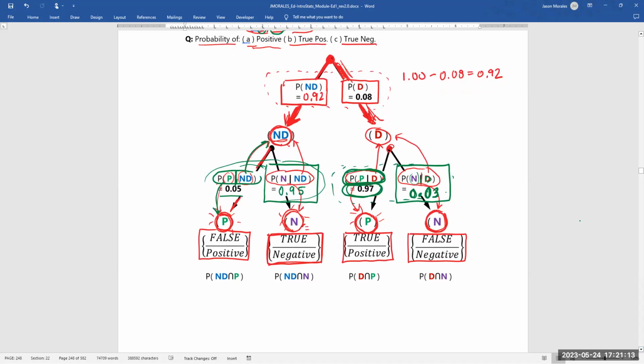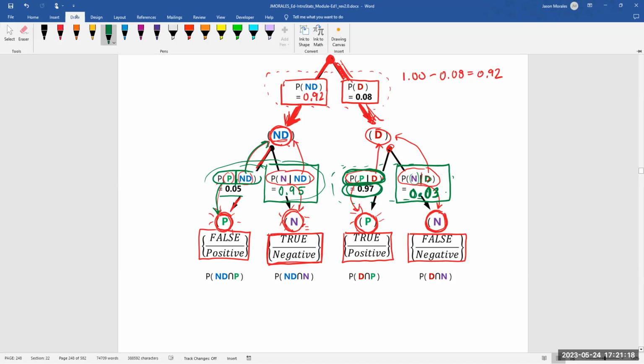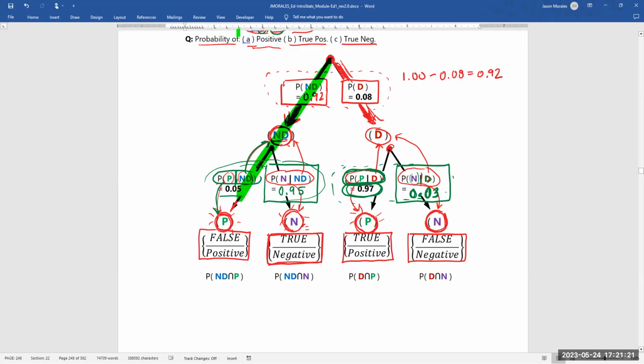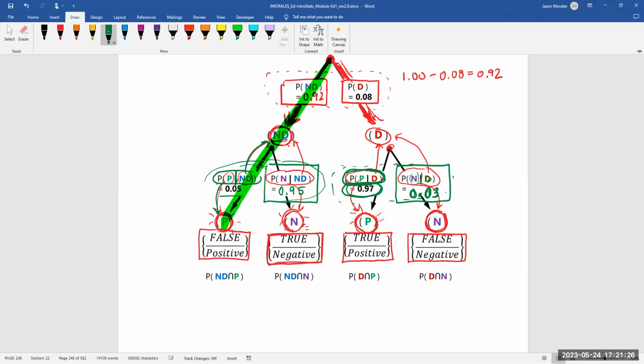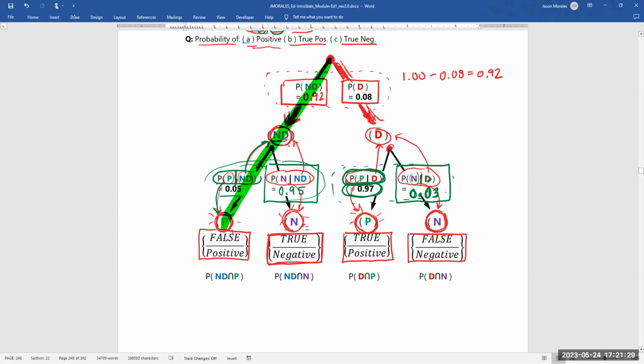We're almost there. So let's calculate the probability down this leftmost branch. So down this branch here. So the probability of a false positive. So that's going to be 0.92 times 0.05. And that'll be 0.046 or 4.6%.